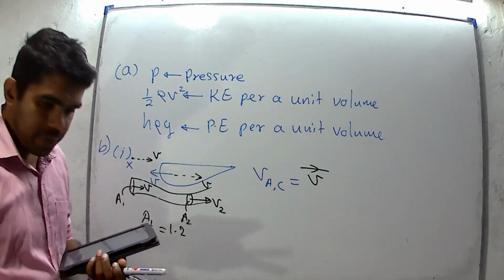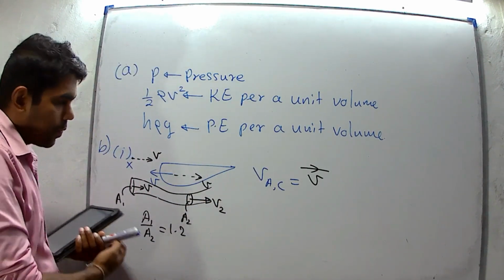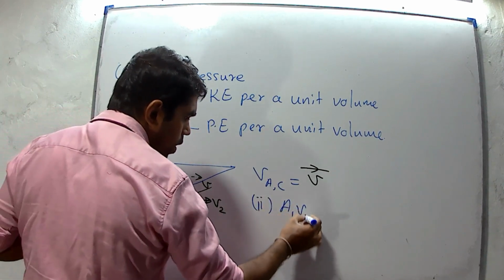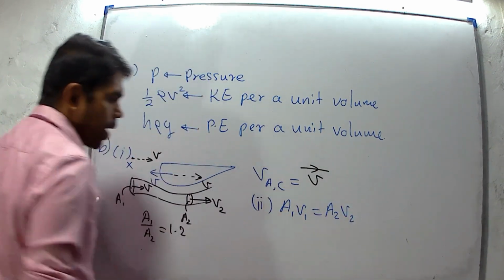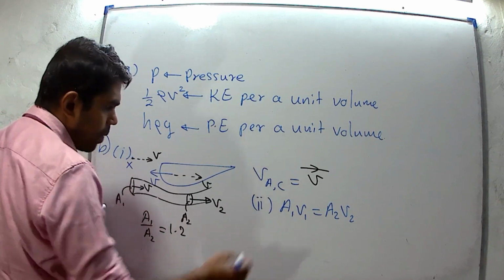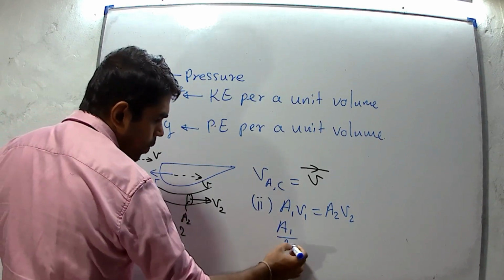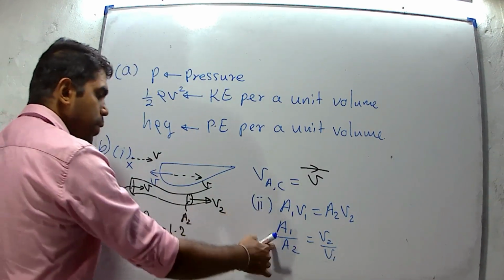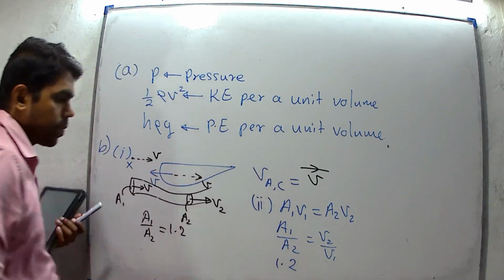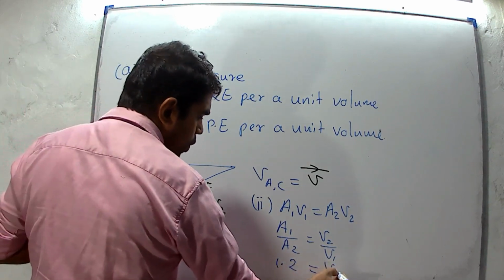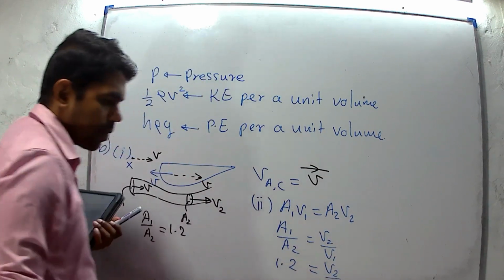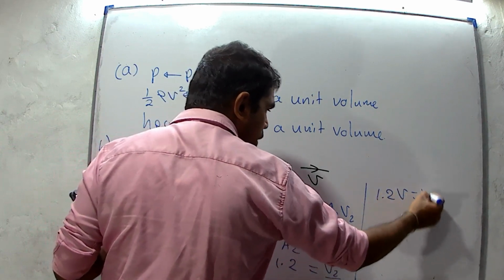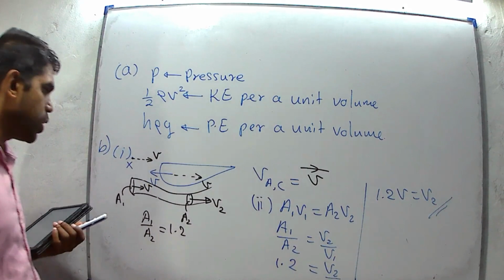If it is a steady flow, we can use the equation of continuity: A1 V1 equals A2 V2. Making A1 divided by A2 the subject, A1 divided by A2 equals V2 divided by V1. The A1 over A2 ratio is 1.2. We have to find V2, and V1 is given as V. Then I will bring V to the left-hand side: 1.2V equals V2. It is the answer for part 2.